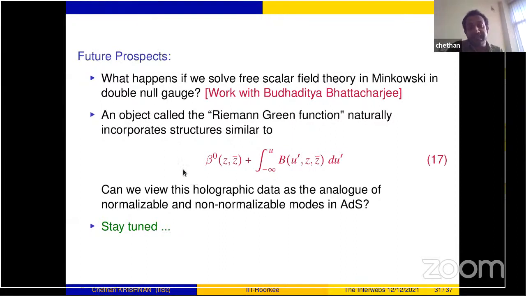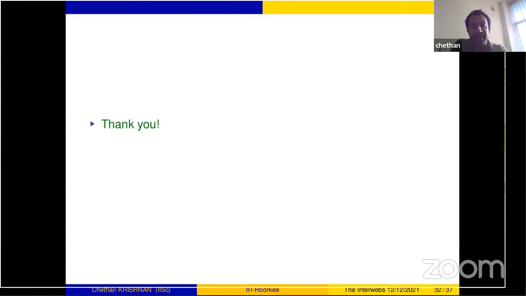And I have a suspicion about the holographic data that is captured by this. Note that this is entirely holographic data, purely on the boundary, scri. Can we view this holographic data as an analog of some form of normalizable and non-normalizable modes in AdS, or some such way of exhibiting that? I'll stop there, but I have a few more slides. If there are any questions, I can answer them.